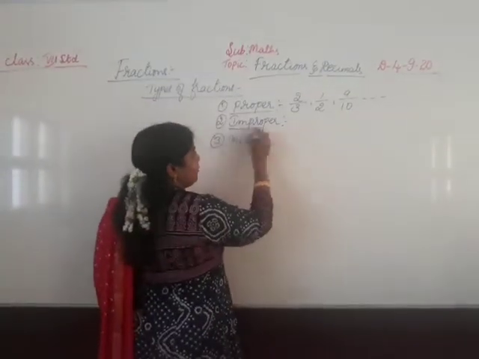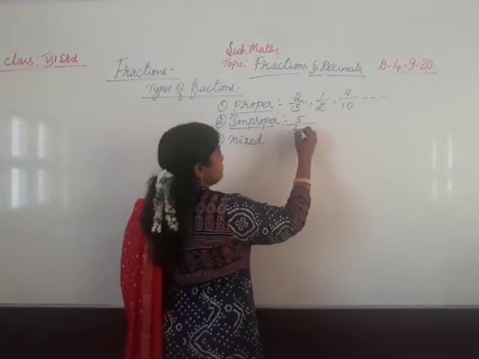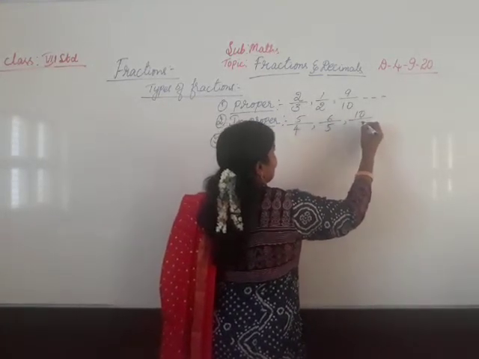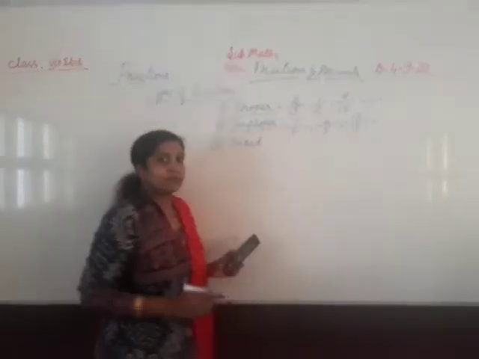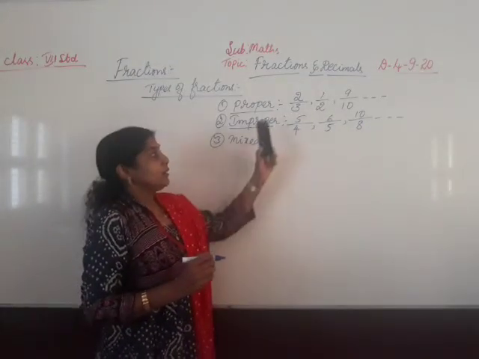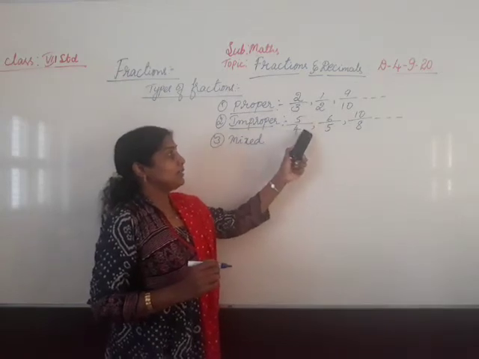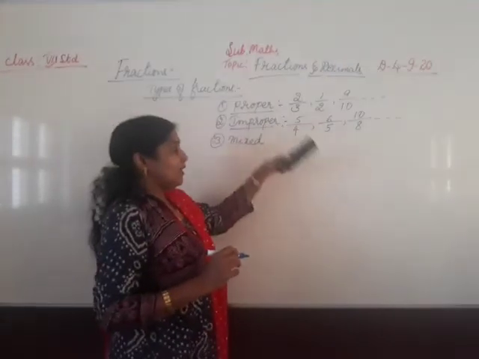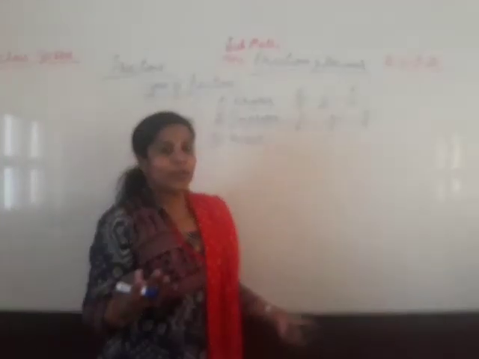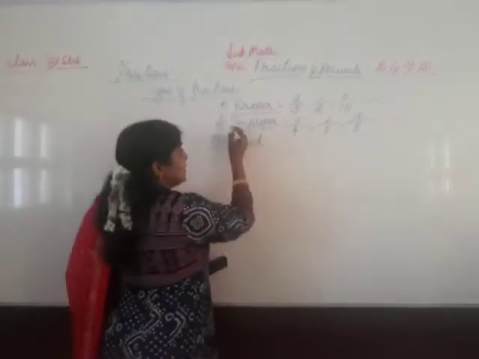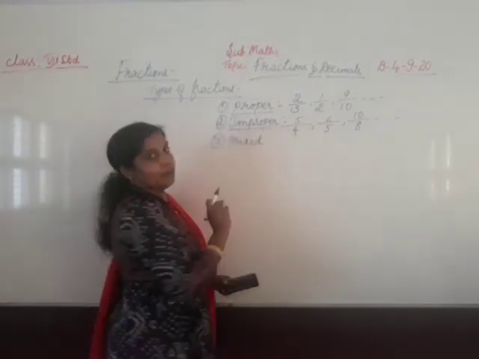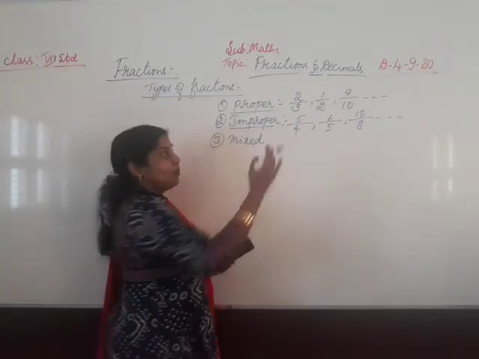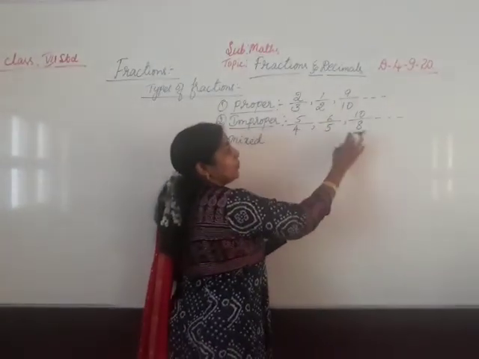When we come to the improper fractions, what can we explain about improper? The numerator is greater than the denominator. Here you are having only 4 parts. How can you divide it into 5 parts? It is not possible. That's why it is improper. In proper, numerators are less than denominators.